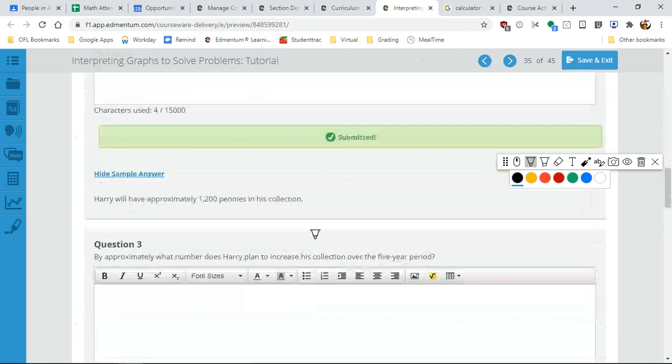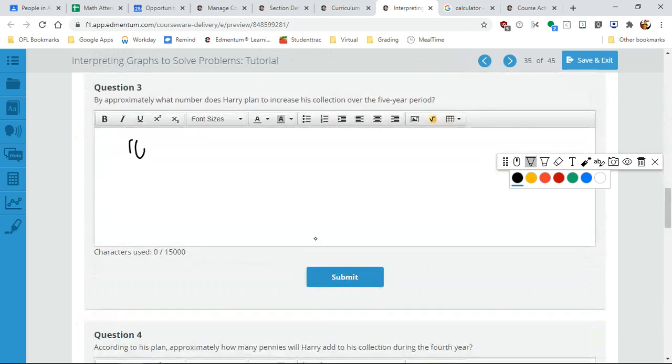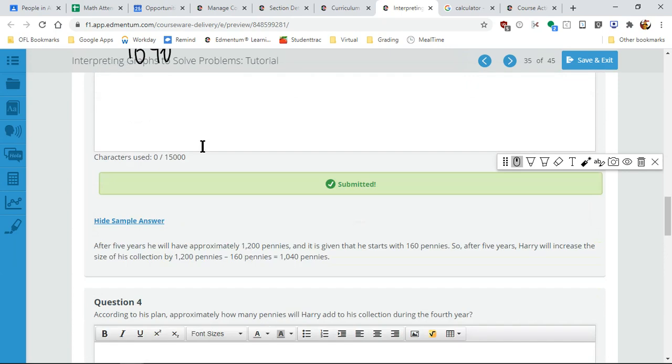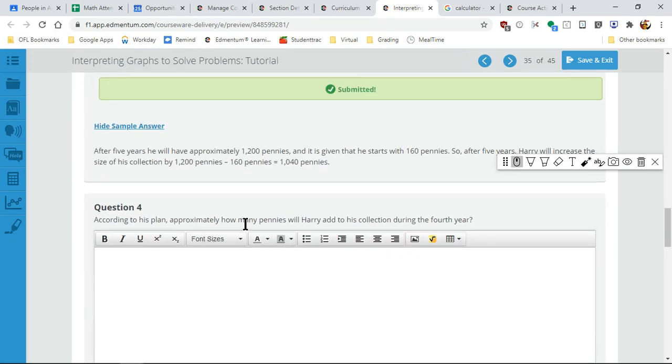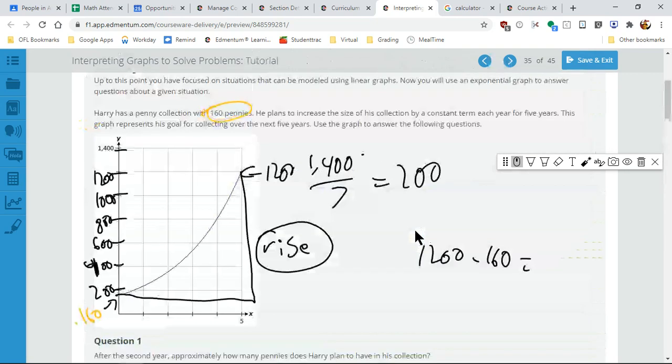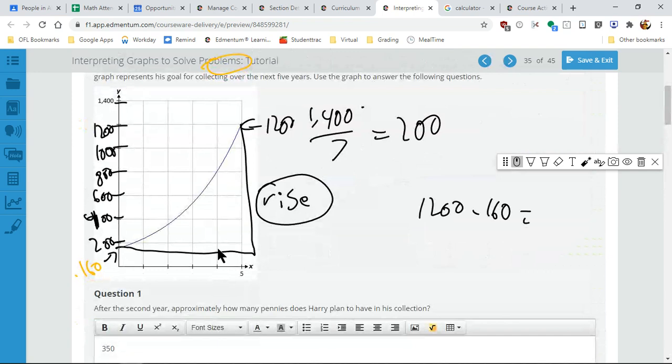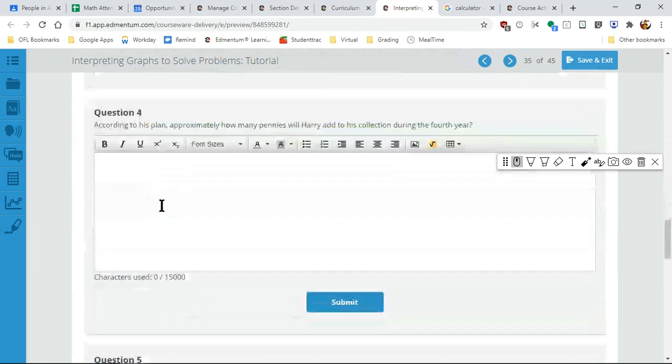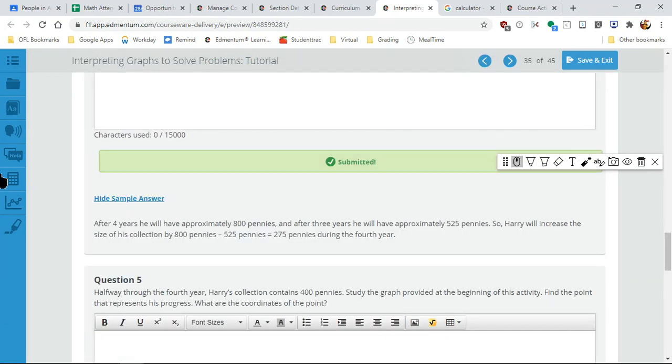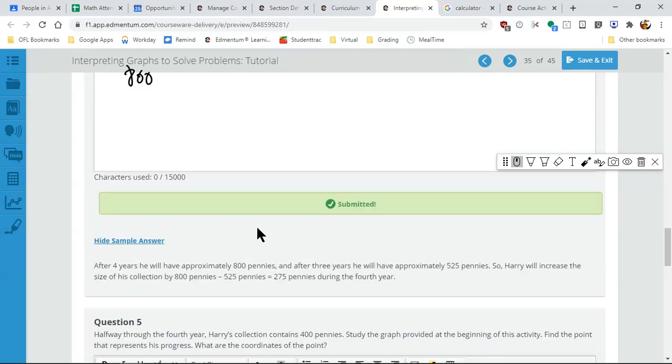So it's going to take him about 1,040. We're going to submit that. Boom, 1,040. According to his plan, approximately how many pennies does he have to have during his 4th year? So we're going to go to year 4 and go up. It's going to be about 800 pennies on year 4. So I'm going to say 800. Let's find out if that's true. Yep, 800.